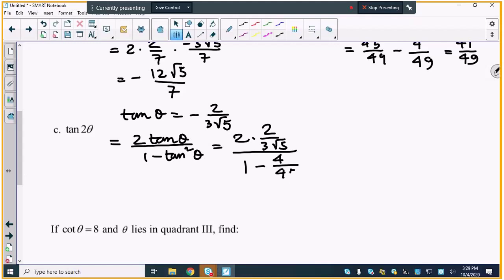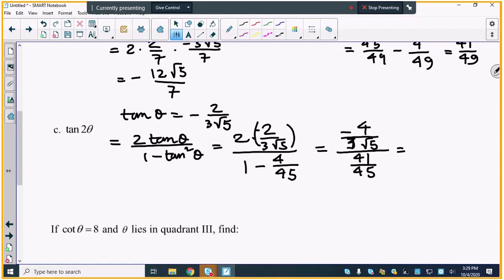45. And I have to be careful about one other thing. Tangent theta is negative, so I must have a negative sign here. But when you square, it doesn't show up, so that's good. And you get negative 4 over 3 square root of 5, I'm so sorry, 3 square root of 5 on the top, and the bottom is 45 over 45. So 45 minus 4 is 41 over 45.